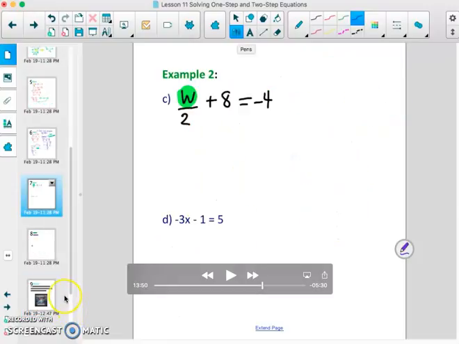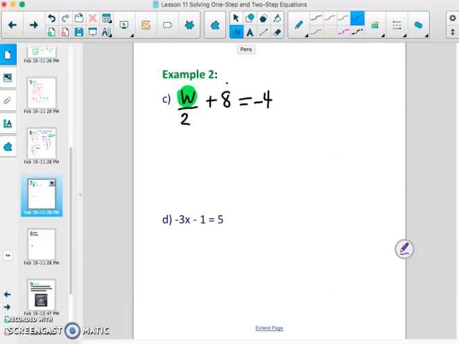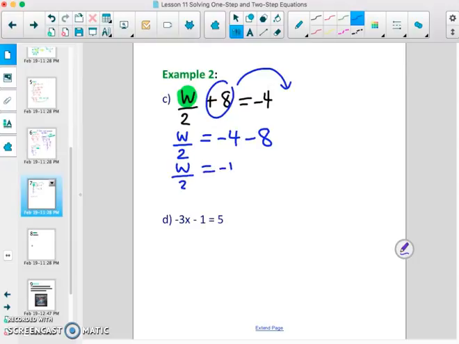In the next example, we want to get w by itself. So in order to do that, we're going to move the 8 over first, get that out of the way, because we can't get the w yet by itself, so we're going to get w over 2 by itself. So that +8 becomes negative, which simplifies to -12.